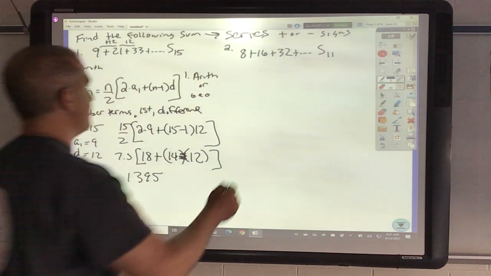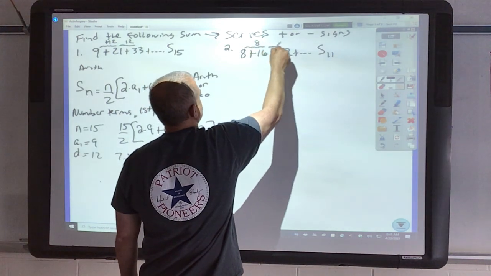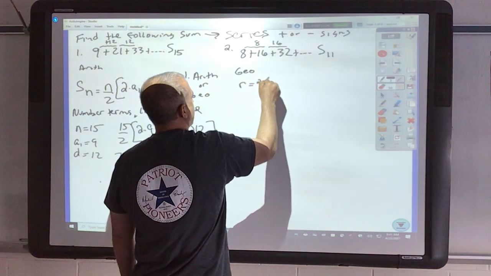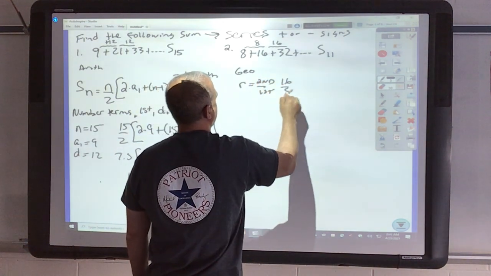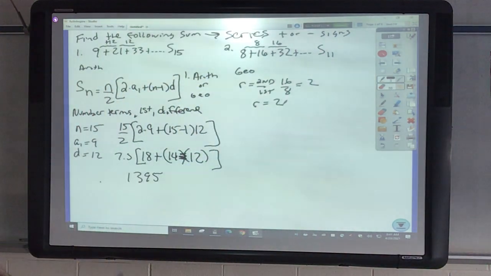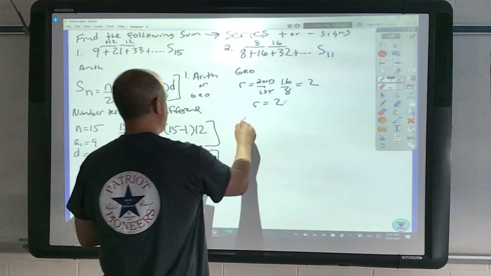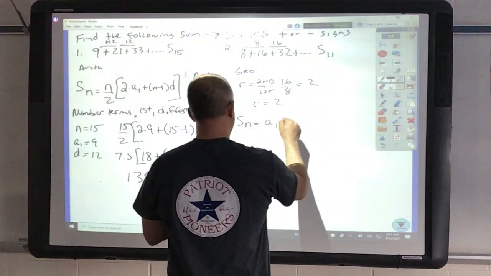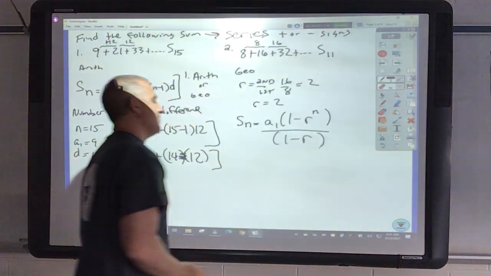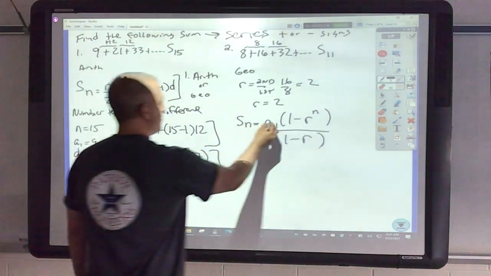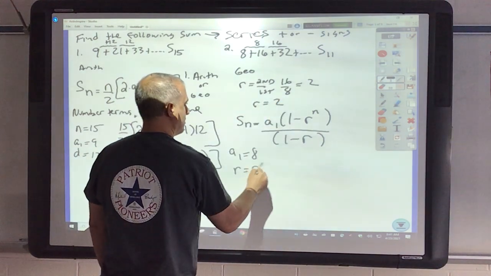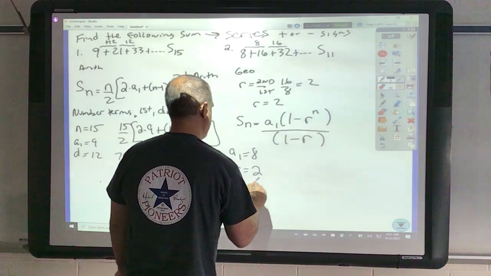Now let's look at this one. The difference of this is 8, the difference of this is 16. So this is a geo. I need to find the r, which is second divided by first. So 16 divided by 8, my pattern is times 2. The formula that you can use for this, very simply, a1 is our first term. R we've already found, which was 2. The number of terms they want me to find is 11.